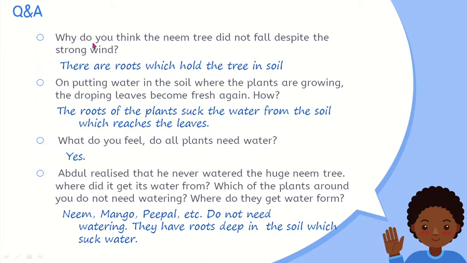Question: Why do you think the neem tree did not fall despite the strong wind? Because there are roots which hold the tree in the soil, so it does not easily fall down in a strong wind. On putting water in the soil where the plants are growing, the drooping leaves become fresh again. How? The roots of the plant suck the water from the soil, which reaches the leaves, so they become fresh again.